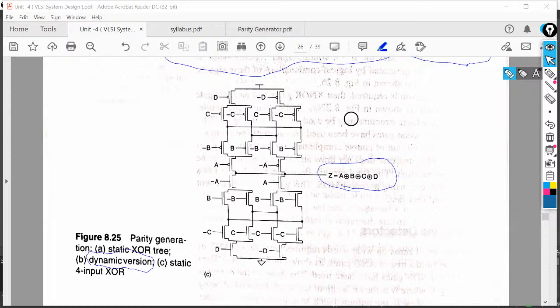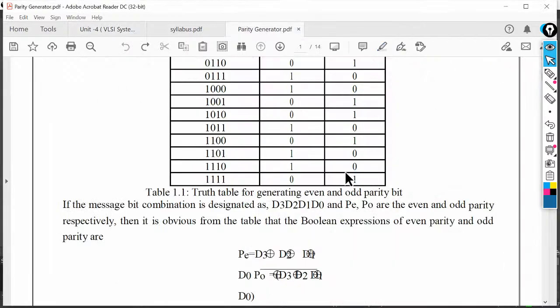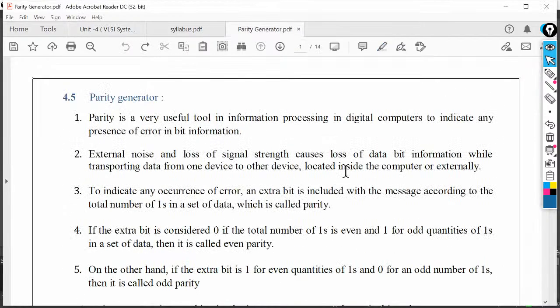This is all about the representation of the parity generator circuit. So I hope you all understand this topic of parity generator. Thank you so much.